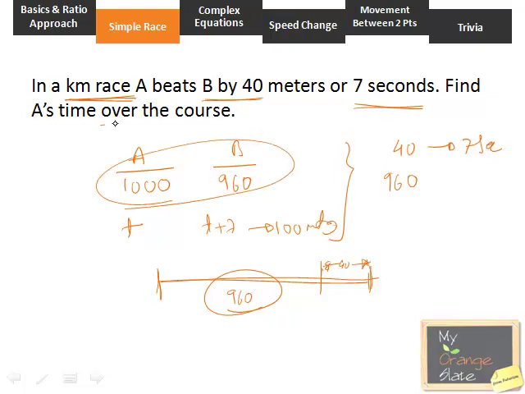And we have to find A's time over the course. Thus we can take the question as, when B covers 40 meters, he takes 7 seconds. To cover 960 meters, he would take 960 into 7 divided by 40, and that is 24 into 7, 168 seconds. There is no need for us to find the time for B for 1 kilometer and then subtract 7 seconds to get time for A, when we can directly find time for A to cover 1000 meters.